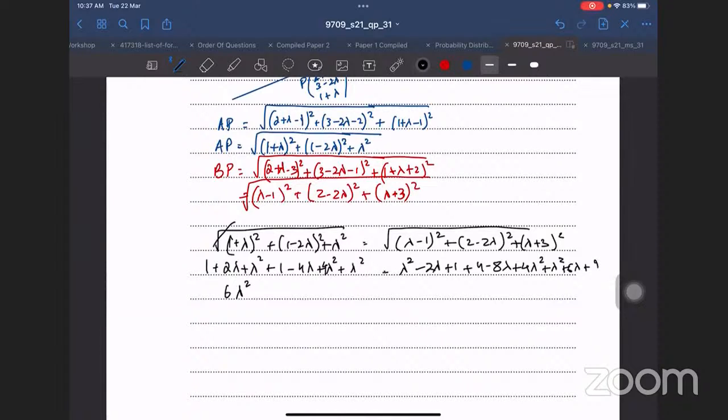6 lambda squared minus 2 lambda plus 2. 6 lambda squared, minus 10 plus 6 is minus 4 lambda. 1 plus 4 is 5, 5 plus 9 is 18. So what I'm getting is, I'm not sure this is the correct answer though, I will have to check, lambda equals 5.5.